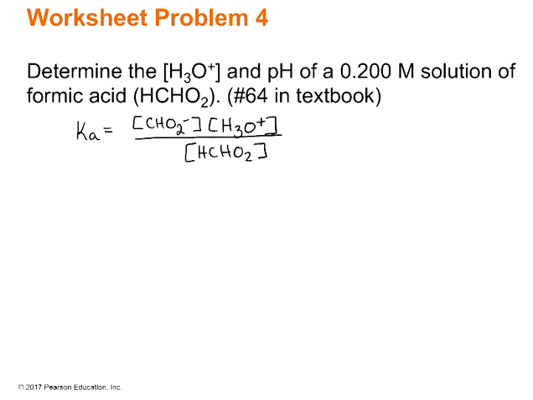I told you earlier that the Ka value for formic acid is 1.8 times 10 to the negative fourth. And then from our ice table, we saw that the concentration for each of the products is X. So we'd end up with X squared in the numerator. And then in the denominator, we would write in the equilibrium expression for the acid, which is 0.2 minus X.